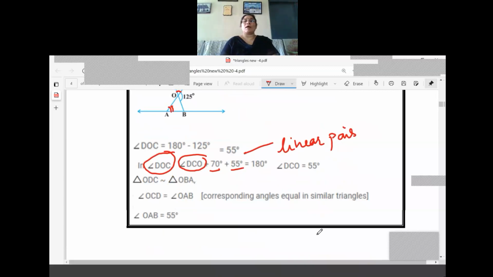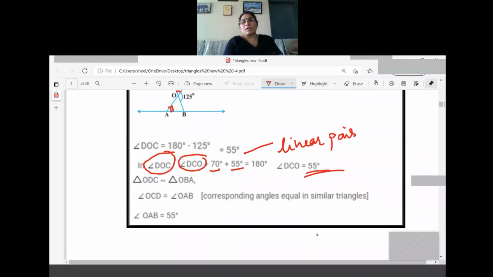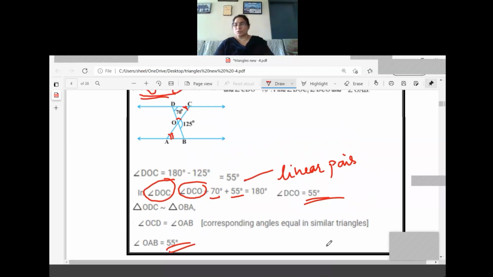So we have already calculated OCD. OCD equals 55 only. So what is OAB? OAB is equal to 55 degrees only. So we have used the given properties only. The first one we used was the linear pair. For the second case it is the angle sum property. The third case is the similarity criteria we have used.